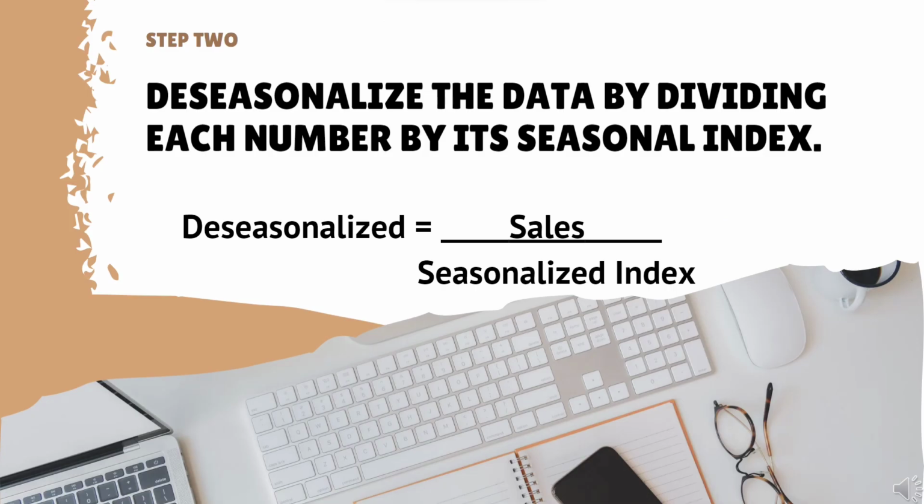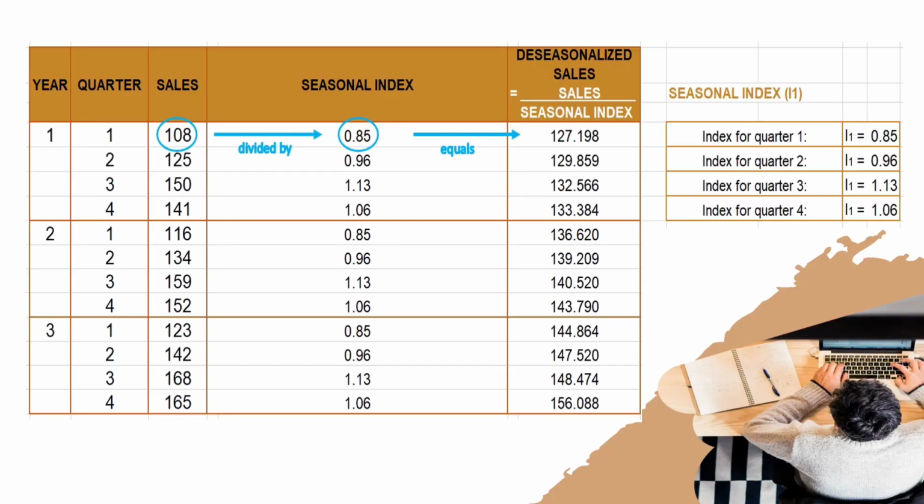And now let's proceed to the second step, to deseasonalize the data by dividing each number by its seasonal index. That is, deseasonalized equals sales divided by seasonal index. In the next slide, we are able to create deseasonalized sales data in step 2. Remember, in step 1, we already got our seasonal index. These indices are being distributed in every quarter of every year. So in year 1, the quarterly seasonal indices are being put here, as well as in year 2 and year 3. So they have the same value in every quarter.